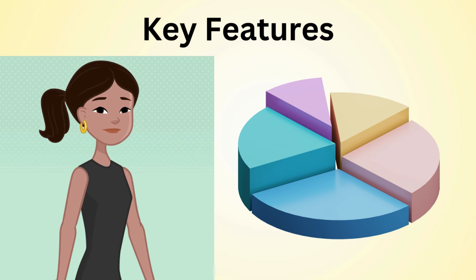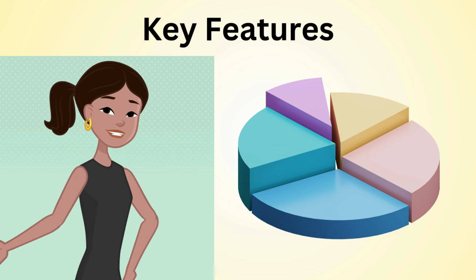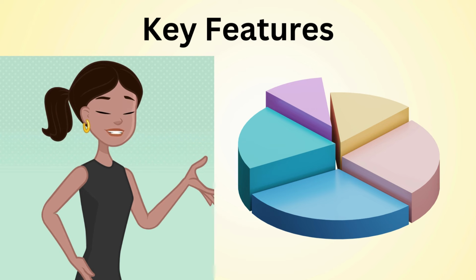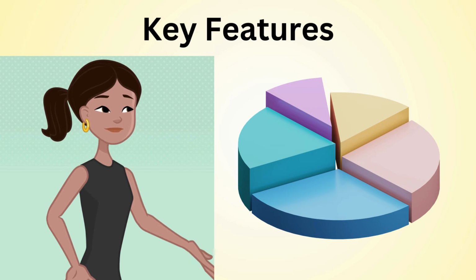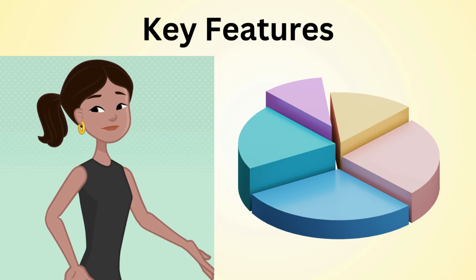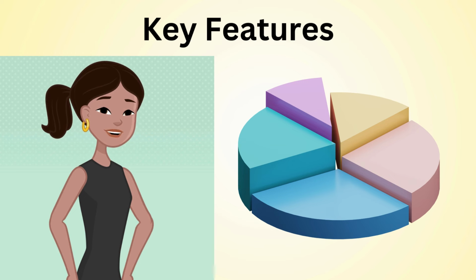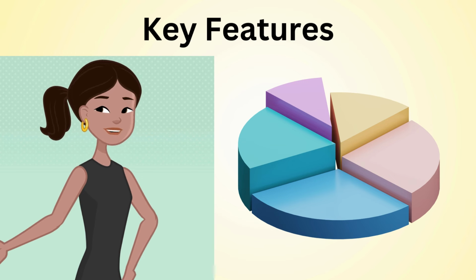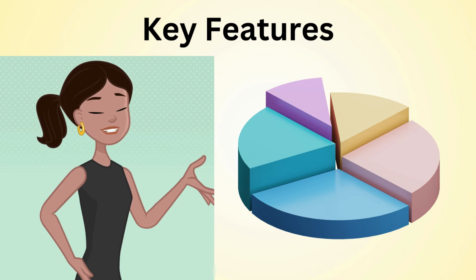Two. Key features. Next, highlight the key features. This means identifying the most significant trends or standout data points. For instance, you could say, notably, country A experienced the highest growth at 20%, while country B saw a slight decline of 5% during the same period.